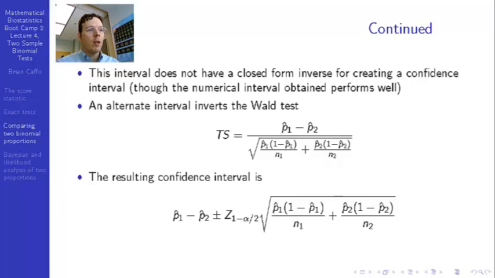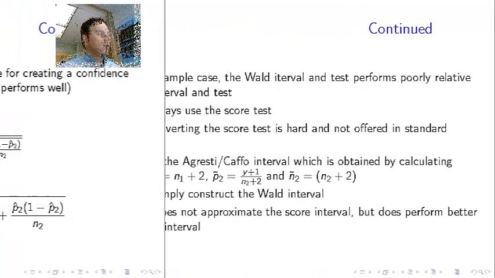that should be fairly familiar to us. P1 hat minus P2 hat plus or minus the normal quantile times the square root of the standard error. That's the so-called Wald interval. It's very easy to calculate, and it's taught in nearly every statistics textbook.